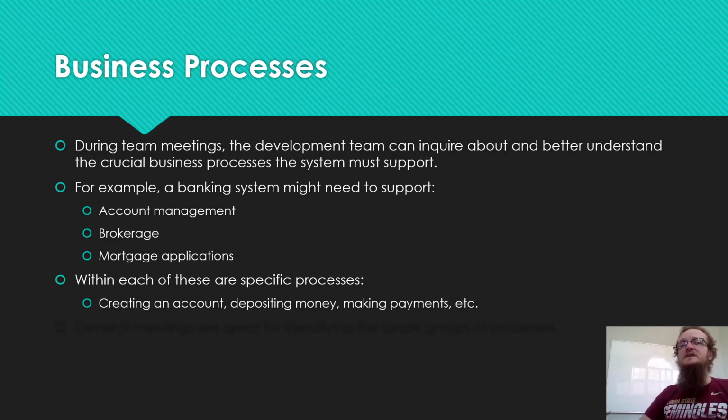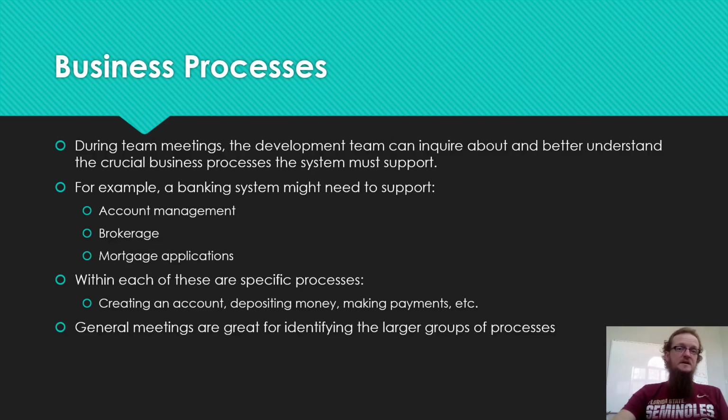And within each of these areas or units or modules of the system, there are going to be very specific processes that both the people on the business team can do and end users of the system can do. These are things like creating the actual account, depositing money into an account, making payments on a mortgage, et cetera. General meetings are really good for identifying these larger groups of things. They're really good for identifying which stakeholders are interested in which parts of the system, and maybe less interested and more responsible for different types or parts of the system.